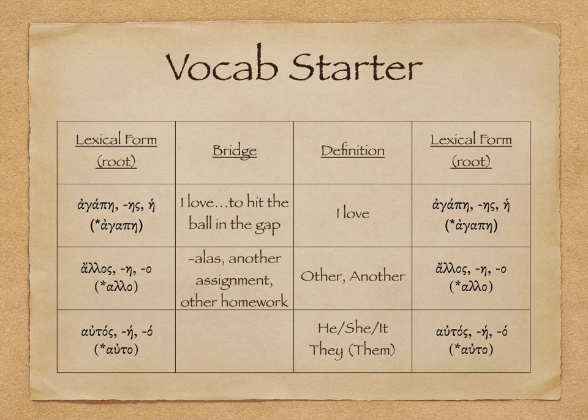Let's look at the first 3 vocab words. Agape. Agapes, it's a feminine word, so agape and then agapes would be the genitive singular, and he is the definite article. The bridge I use, it sounds like a gap. I see here, agape, a gap. I like to hit a ball in the gap. That's a base hit. Or if you love the store, a gap. I love. Be creative in your bridge, but those bridges have worked for me.